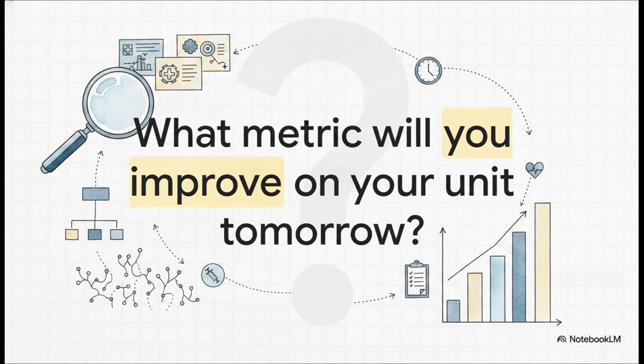You have the tools now, the definitions, the PDSA framework, the RCA investigation questions, and the specific metrics to track. The only thing left to do is apply them. So I'll leave you with this lingering question to think about before your next shift. What metric will you improve on your unit tomorrow?